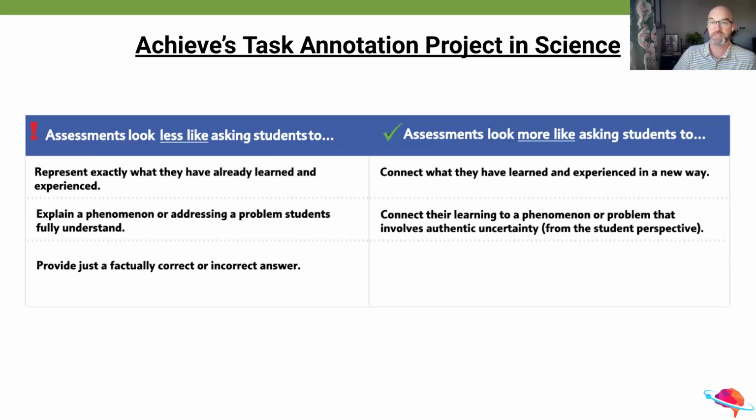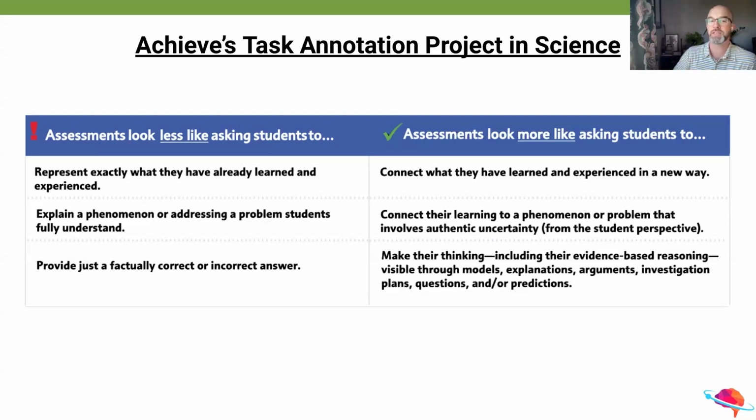Those new things should be phenomena or problems where students are authentically uncertain. And so they shouldn't know the answer. They should have to grapple with their uncertainty in order to connect the dots between what they know in class, what they learn in class, and this new thing that they've never seen before. And they also need to make their thinking, including evidence-based reasoning, visible. And typically, we're going to see that through models, explanations, arguments, investigation plans, questions, and predictions. All of those are SCPs if you are not super familiar. And those are all ways that we can demonstrate that students can explain what they're thinking.